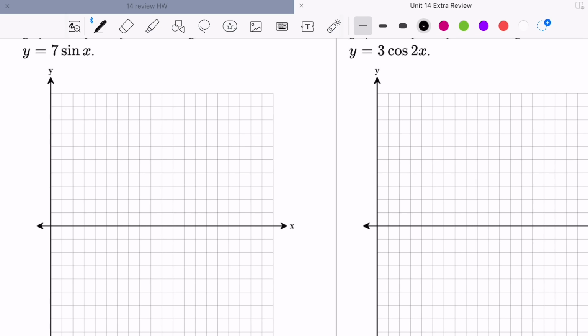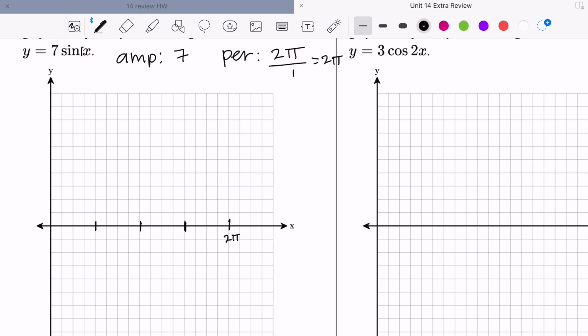Okay, we have to graph 7 sine x. So the amplitude is 7, and the period is 2 pi divided by the number before x, and since there's a 1 here, this is just 2 pi. I'm going to make mine 4 increments wide, just because I don't want to squeeze it in. You could make it 1, 2, or 3, as long as they're equal, the scaling is the same.